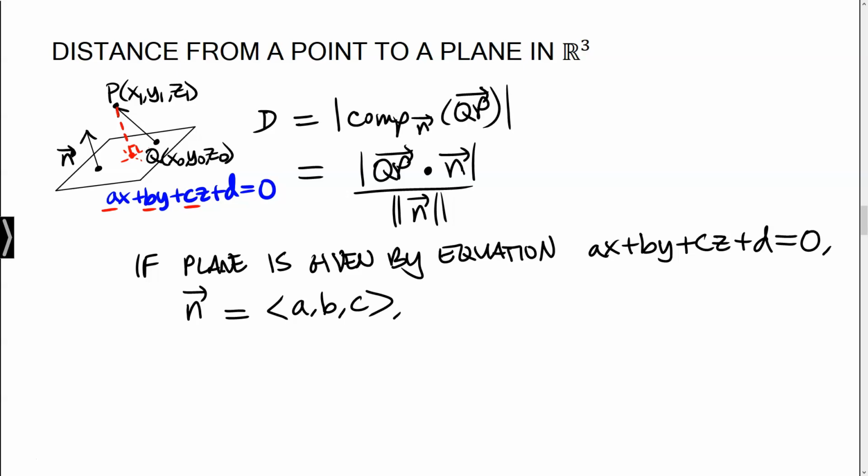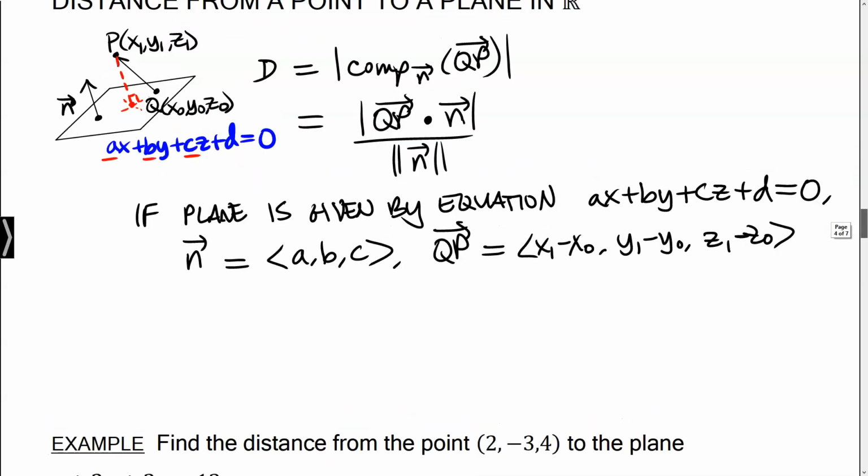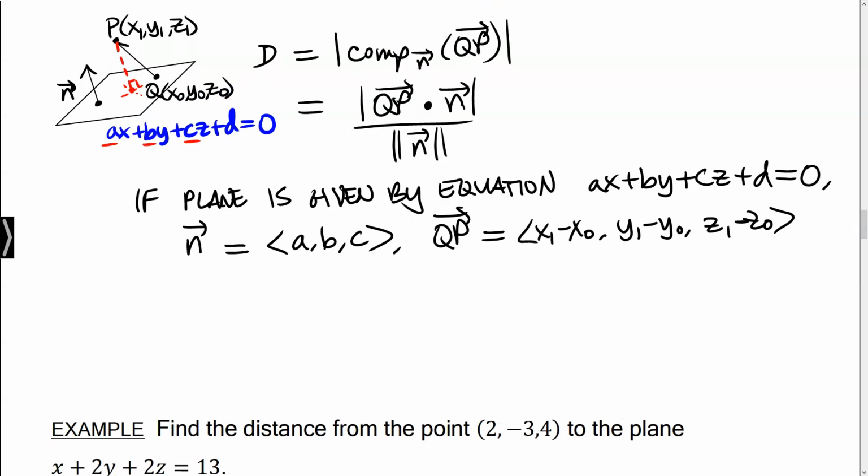And then QP, of course, is equal to x1 minus x naught, y1 minus y naught, z1 minus z naught. And let me move this down a bit. And now we can go ahead and substitute in, so we get the distance is the absolute value of a times (x1 minus x naught). So this should look very similar to what we did before. If you go back and look at what we did with the distance between a point and a line in 2 dimensions, there's just an extra stuff with z.